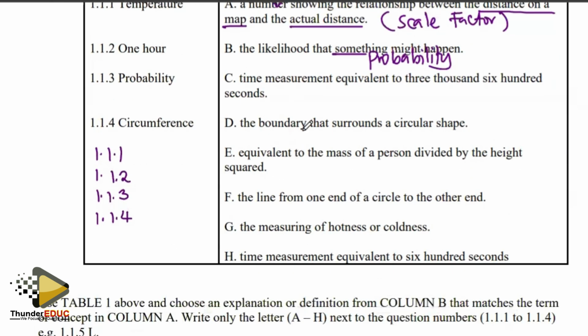Okay. C, time measurement equivalent to 3,600 seconds. When you want to change it, you change it to minutes first, you get 60 minutes. When you change this completely, it becomes 1 hour. Okay. I'm trying to go through the definition and see whether I have a general term. The boundary that surrounds a circular shape, this has to be circumference.